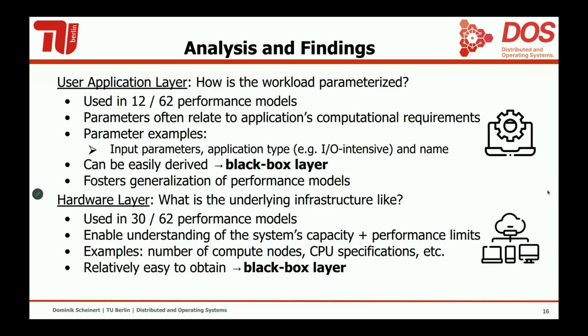Is it IO intensive? Is it CPU intensive? And the name could also already give you an idea on what kind of workload this might be. And usually this can be easily derived. So this is usually considered a black box layer because all the associated parameters are black box parameters. And generally, this fosters generalization, right? Because if we use this information on a very high level, we could use it for one framework, but also for another framework. And so there is usability, it fosters also reusability.